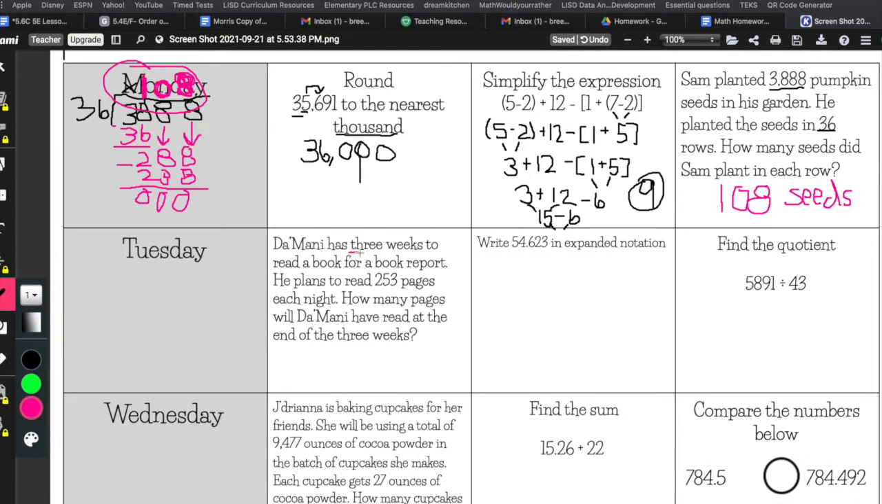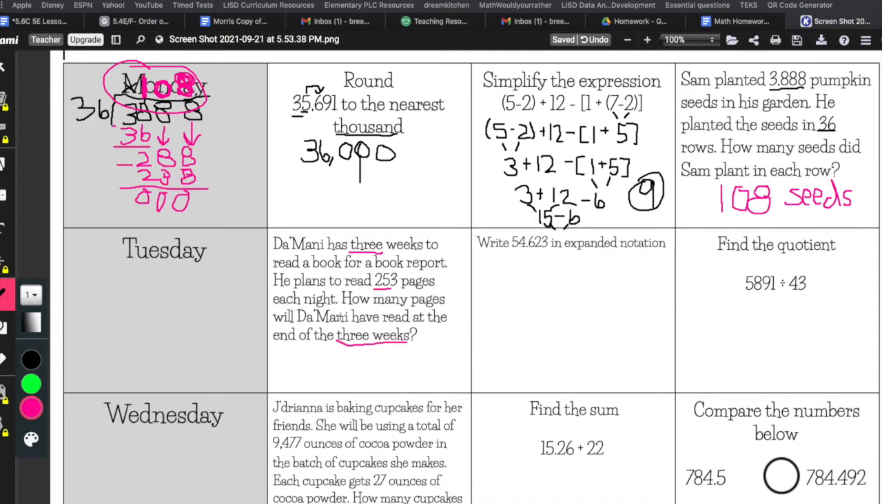Damani has 3 weeks to read a book for a book report. He plans to read 253 pages each night. How many pages will Damani have read at the end of the 3 weeks? Okay. I know I'm multiplying because they're asking me to find the total. That's what we're looking for, the total. They don't give us the total.